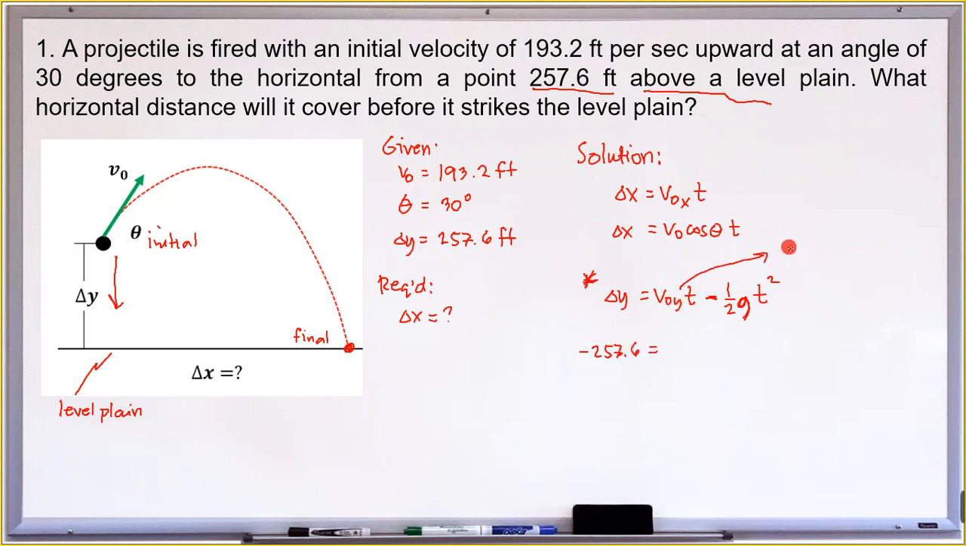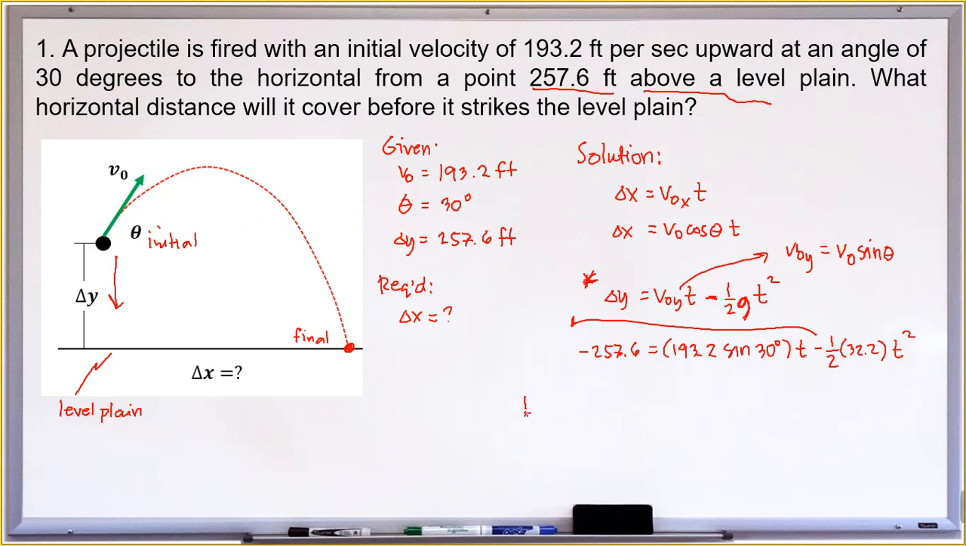Now VOY, we can express that one as VOY is equal to VO sine of theta. So here we put 193.2, and then we have sine of 30 degrees, then t minus 1 half, then 32.2, and then t squared. Now let's rearrange this one in order to arrive at a nice quadratic equation in standard form. So let's transfer this one, para ma-positive ang first term.